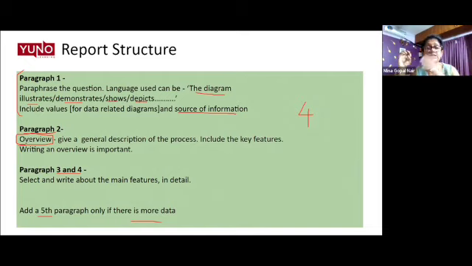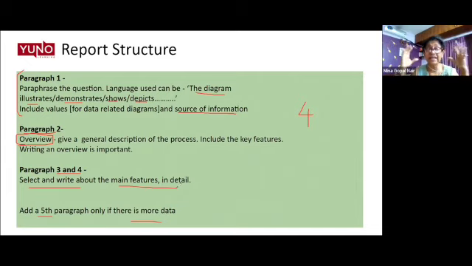What we are going to do now is take each paragraph at a time and break down your report paragraph-wise. When we come to the overview, you will see how you can write a good overview for a process diagram. Then in paragraphs 3 and 4, of course, you're going to write about the main features. In a process diagram, you're going to describe the process end to end. In a linear process, you start right at the beginning with the raw material and end with the finished product. You explain that entire process in 2 paragraphs, paragraphs 3 and 4.